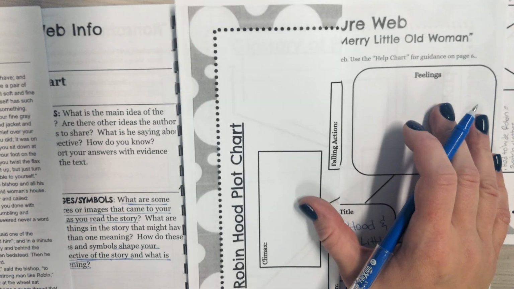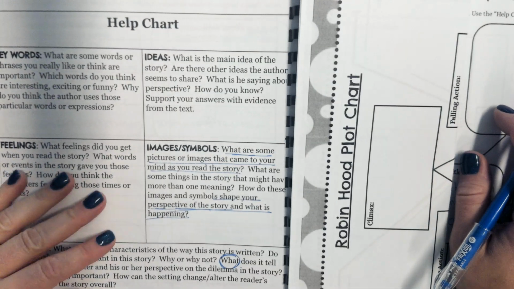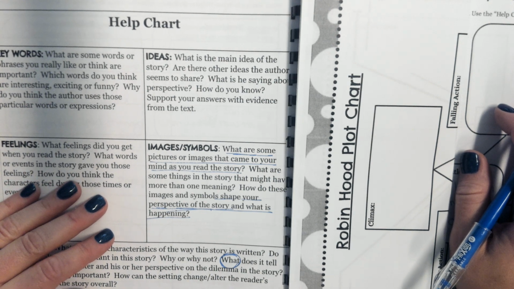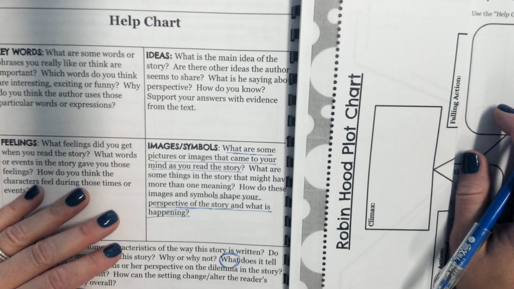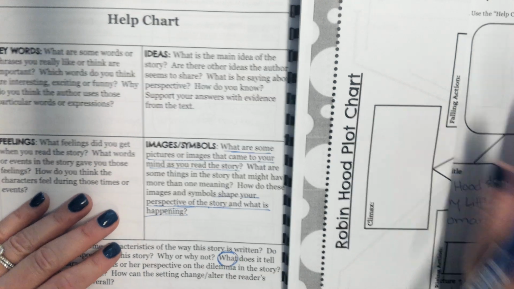We are on feelings now. The last one, feelings, which is oddly all the way over here. What feelings did you get when you read the story? What words or events in the story gave you those feelings? How do you think the characters felt during those times?